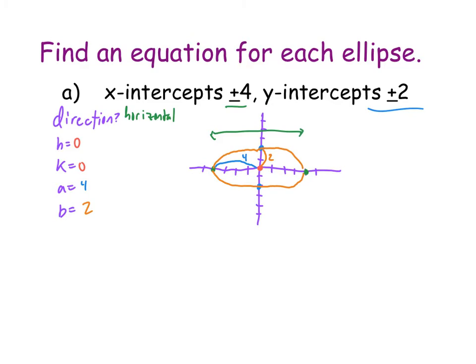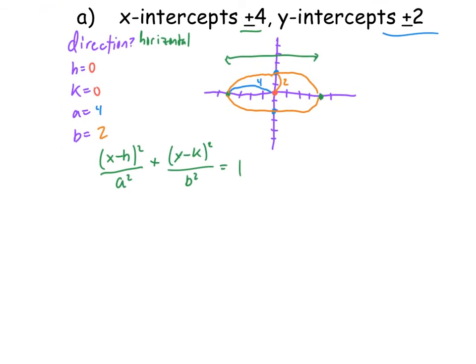So the horizontal equation was (x minus h) squared over something plus (y minus k) squared over something equals 1. And since it's horizontal, that's going to be a under x, and then that means b is under y. So I'm just going to fill in all those values. So I get (x minus 0) squared plus (y minus 0) squared. So that's h and k.